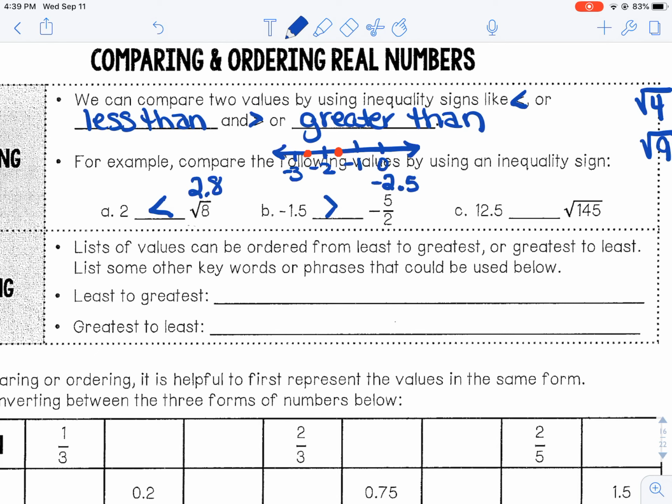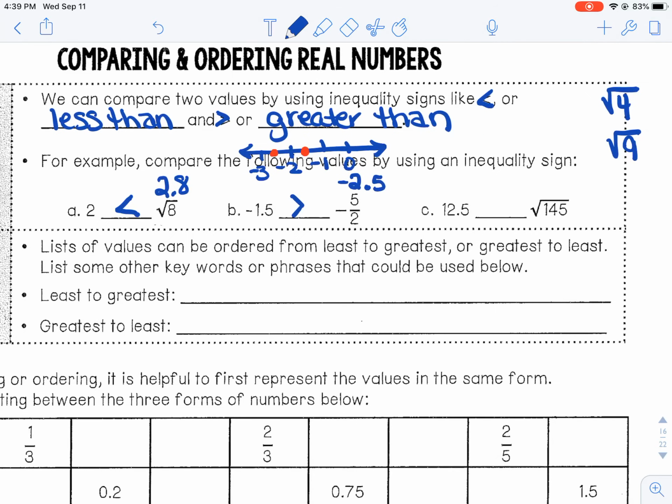Okay, I have 12.5 already in decimal form, and then the other one is the square root of 145. Well, I know the square root of 145 is barely over our perfect square of 144. The square root of 144 is 12, so the square root of 145 is 12 point, maybe 1. Okay, so we know that 12.5 is greater than 12.1.